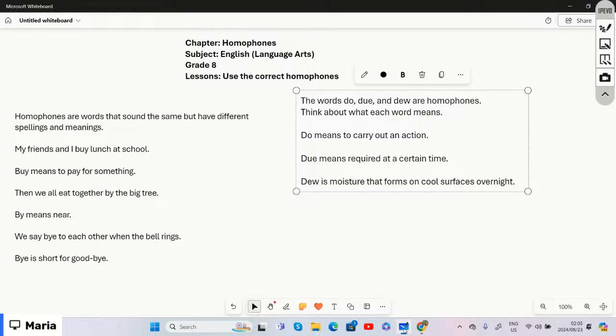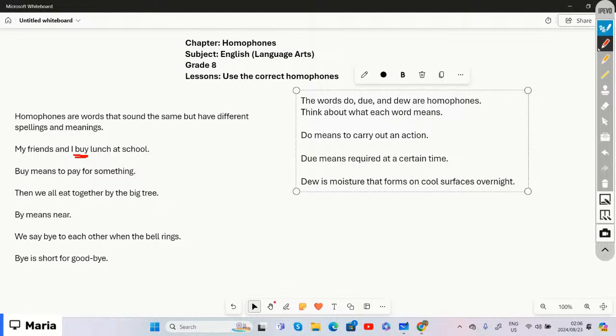And if we look at a few examples, right? It says, my friends and I buy lunch at school. If we look at the word buy, which is B-U-Y, that word buy means to pay for something, right? Because you're buying something, you're paying for something.